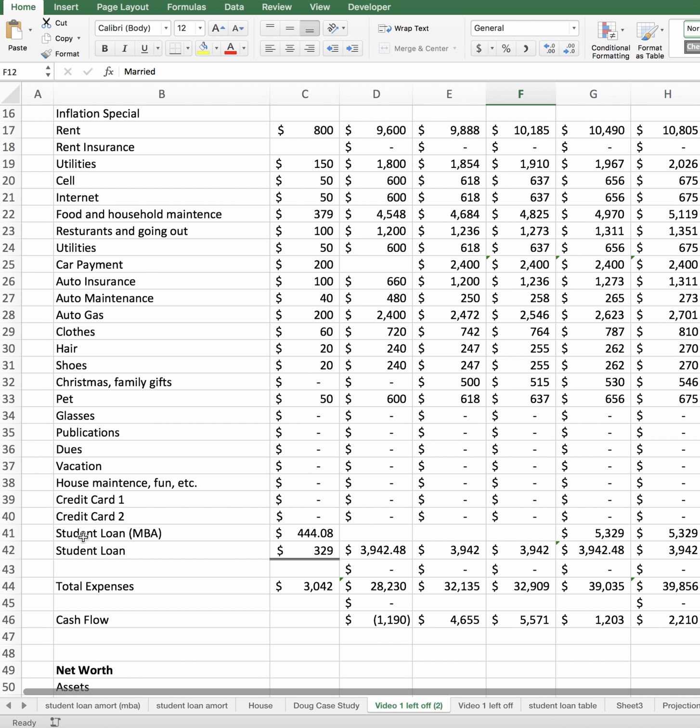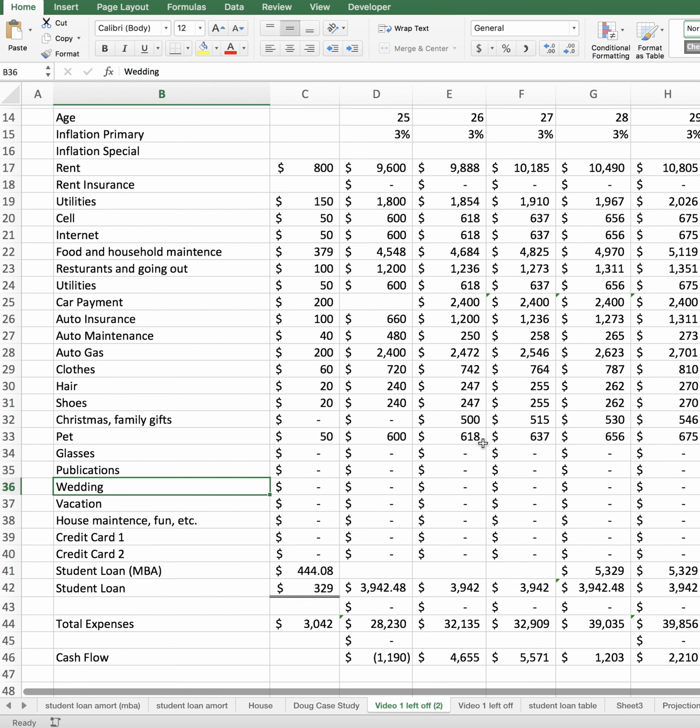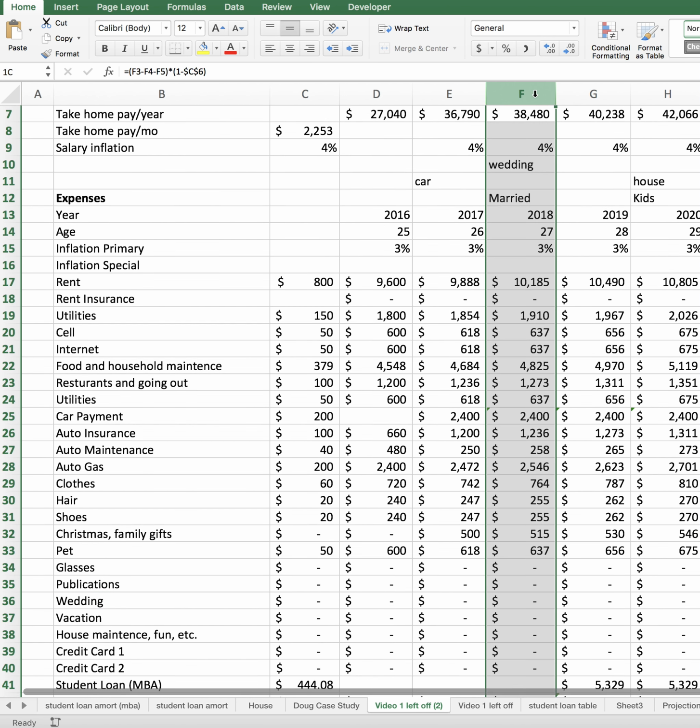Now we can add a line item here anywhere. I don't have anything under vacation. I've got dues, publication, glasses. Well, he doesn't take glasses yet, and that's not really a big line item anyway. No dues, so I'm just going to change dues. Why not? It's easier than this. Just say wedding. It's already in the plan. It's already in the spreadsheet. So wedding, and where are we going to put this in 2018?